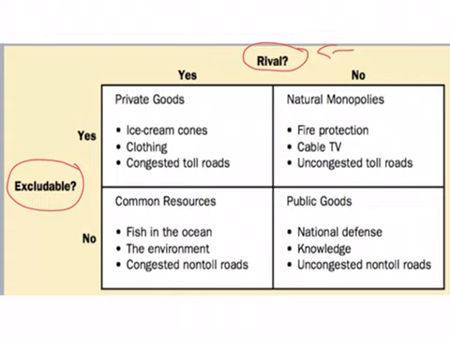You have to compete in order to get the product, in order to consume it. All right. So that's rivalrous. Well, what's excludability? What does it mean for a product to be excludable?